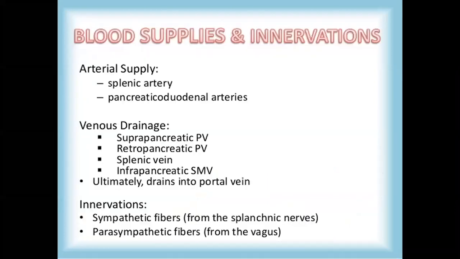Now, what is the blood supply? That is very much important. From where does it get its blood supply? It's mainly from two sources. One is the splenic artery, second is the pancreatico-jejunal arteries. Its venous drainage gets into the suprapancreatic vein, retropancreatic vein, splenic vein, infrapancreatic into the superior mesenteric vein, which ultimately drains into the portal vein. The PV stands for portal vein. Its nerve supply has sympathetic and parasympathetic. The sympathetic is from the splenic nerves, the parasympathetic is from the vagus nerve.